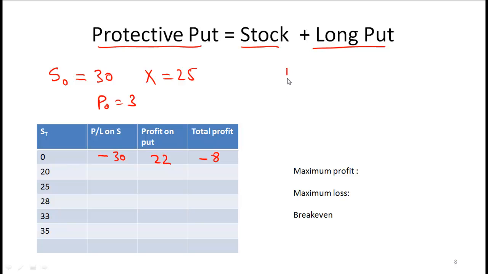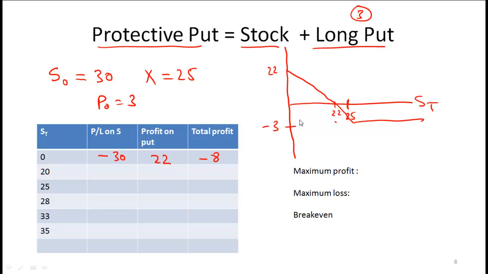And again, I'm going to use this space to draw the profit diagram. So here is the profit diagram for the long put. This is our payoff diagram for the long put, where we have a maximum profit on the long put of 22, which happens if the stock price goes down to 0, and the maximum loss is 3. The break-even point is 22.